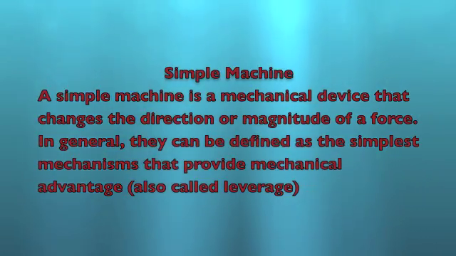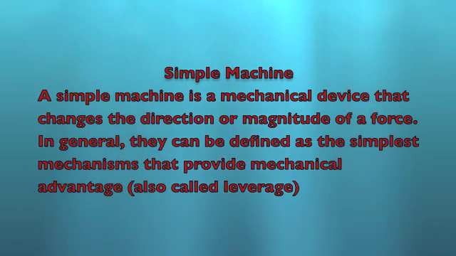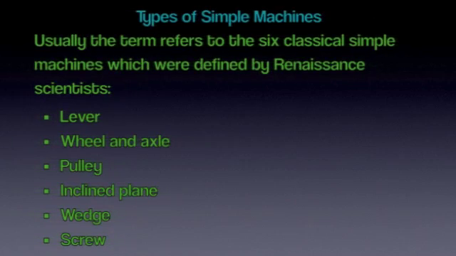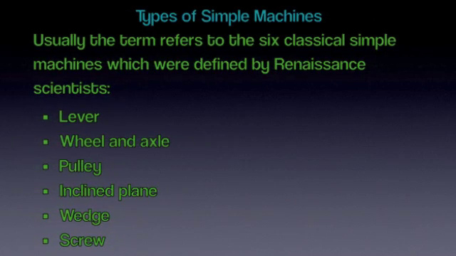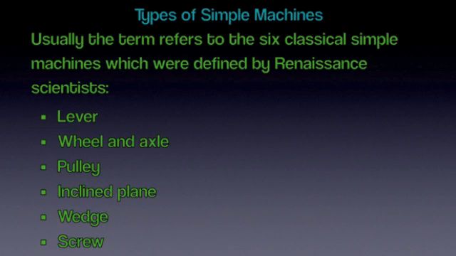A simple machine is a mechanical device that changes the direction or magnitude of a force. In general, they can be defined as the simplest mechanisms that provide mechanical advantage, also called leverage. Usually, the term refers to the six classical simple machines which were defined by Renaissance scientists.